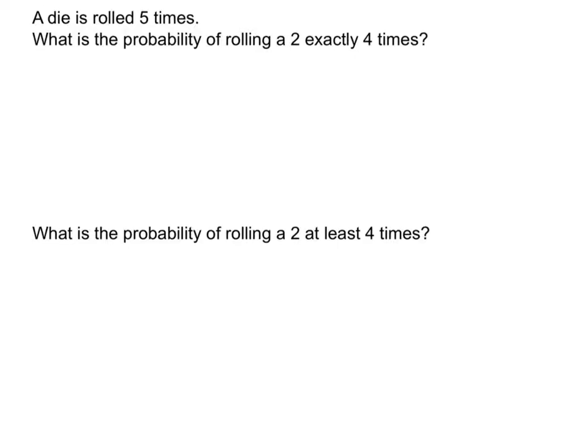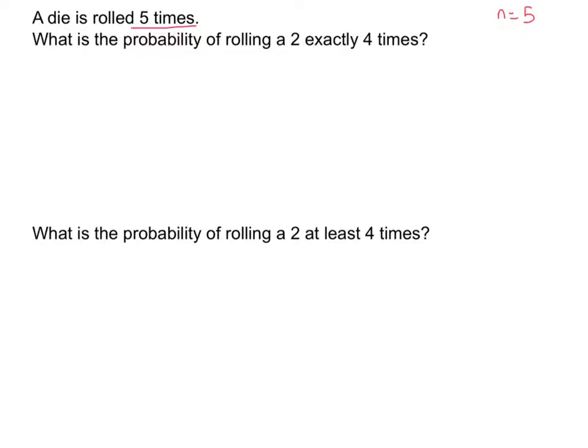So a die is rolled 5 times in this problem, and it's going to ask you about 2 different probabilities. So the question is, what kind of probability problem is this? And the fact is, it is a binomial probability problem. We know this because, first of all, there are a finite number of trials. We are rolling the die exactly 5 times, which means that n in this problem is 5. That's how many trials we have.